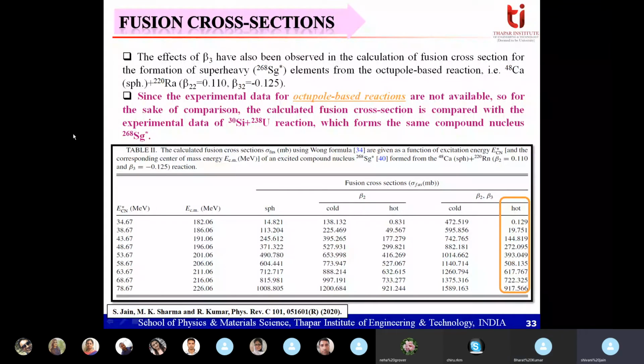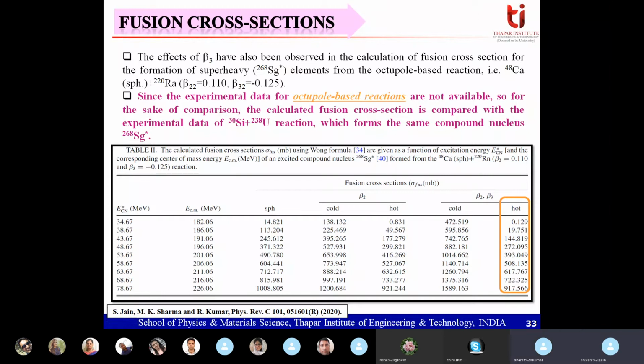Because, as I told you in one of my slides, in the cold case there is the largest interaction distance between two nuclei that leads to a lower barrier height. So when we get a lower barrier height, then there is larger fusion probability, so we get larger fusion cross sections. That's why the value of fusion cross sections in the case of cold configuration is larger than the hot one. Here we have considered a 48 calcium induced reaction. That's why the hot configuration is addressing the data.